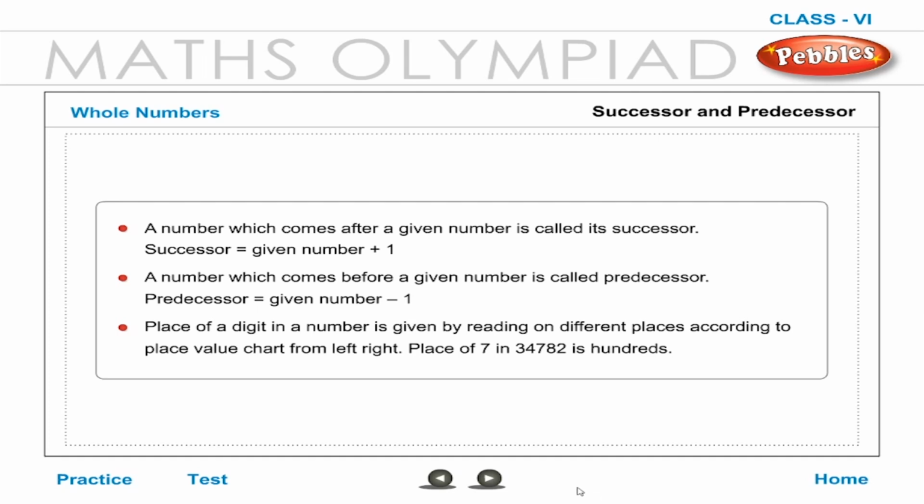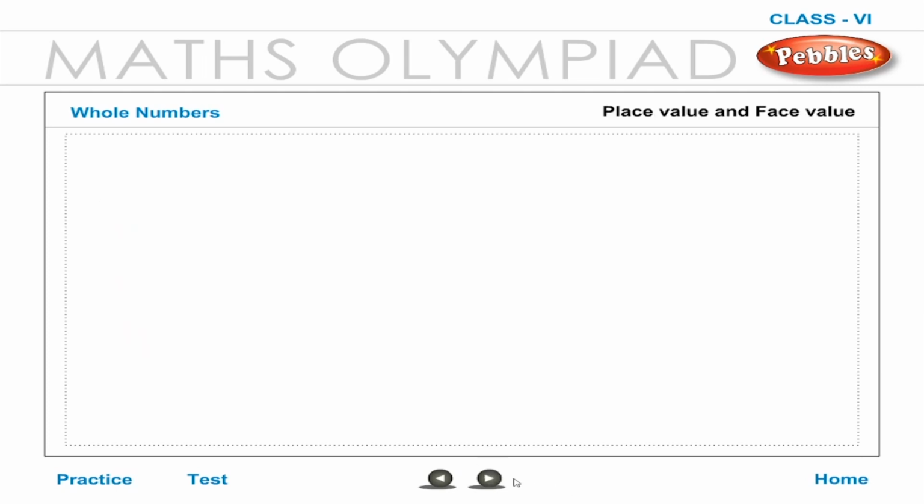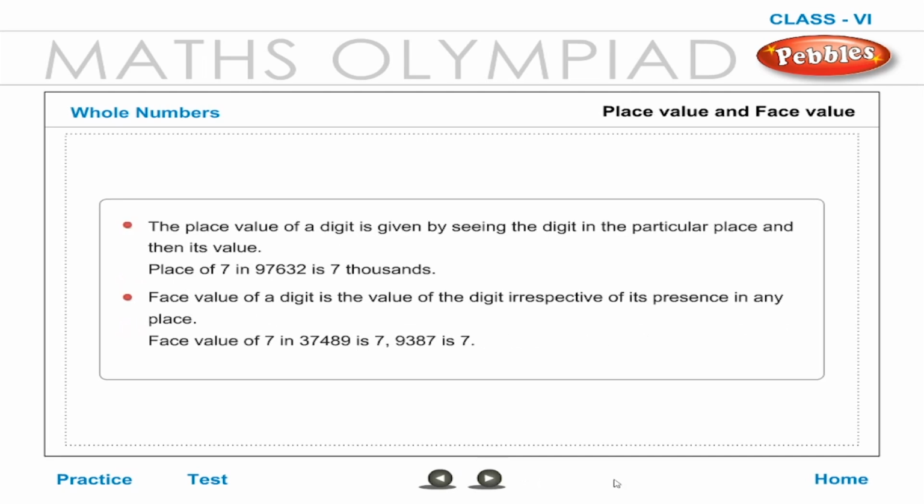The place of a digit in a number is given by reading the different places according to the place value chart, from left to right. The place of 7 in 34,782 is hundreds. The place value of a digit is given by seeing the digit in the particular place and then its value.